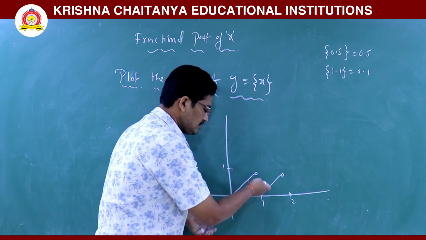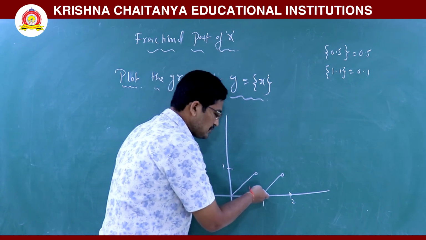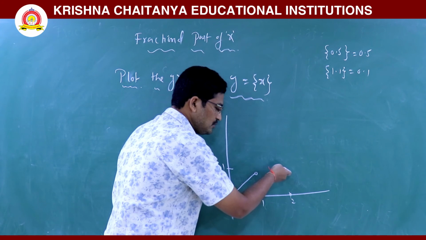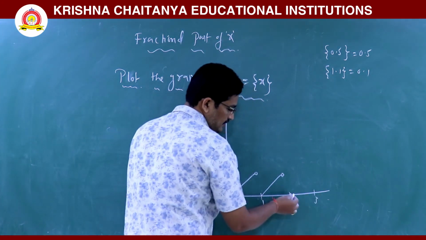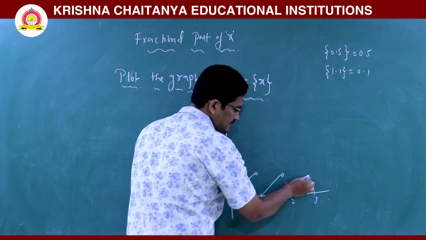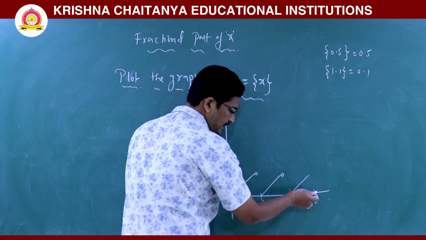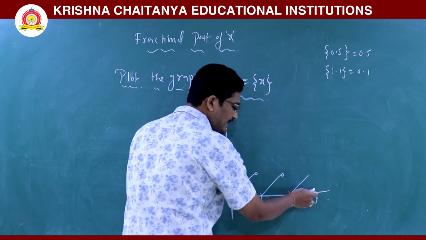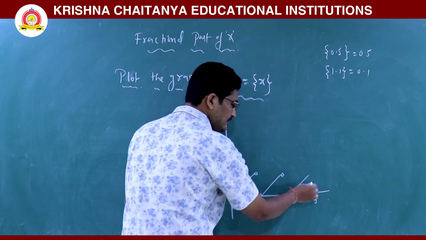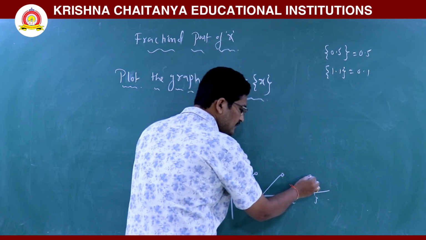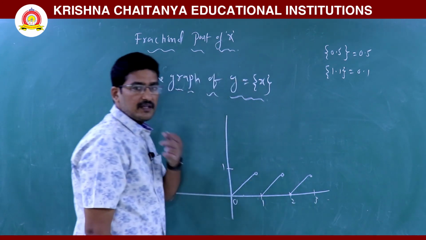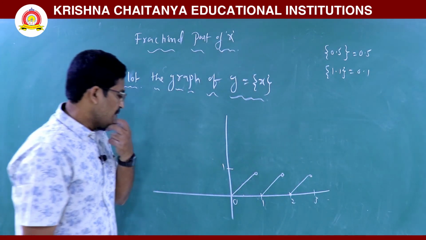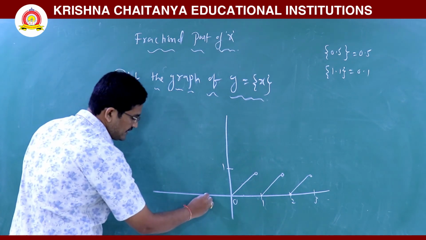So up to 1, the graph rises. At 1, 0. Up to 2, the graph rises like this. At 2, 0. Again up to 3, the graph rises. The fractional part of 3.9 is 0.9, of 3.99 is 0.99. At 3, not there. At 3, that one comes to 0. 3 is an integer.